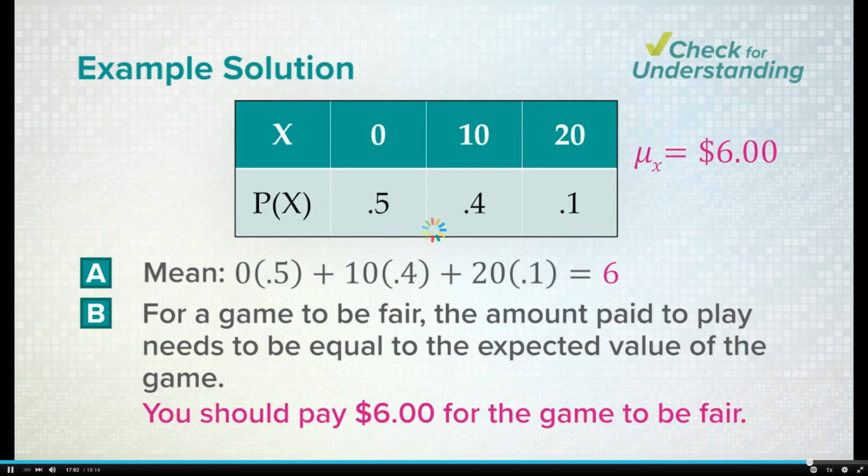Let's say I was charging you $10 to play this game. Well, that wouldn't be fair because you're paying $10, but you're only expected to win $6. That's not a fair game. So when you're thinking about fairness in terms of random variables and probability distributions, you want to think, does the mean or the expected value equal the amount you're expected to win? If they're equal, the game is fair.